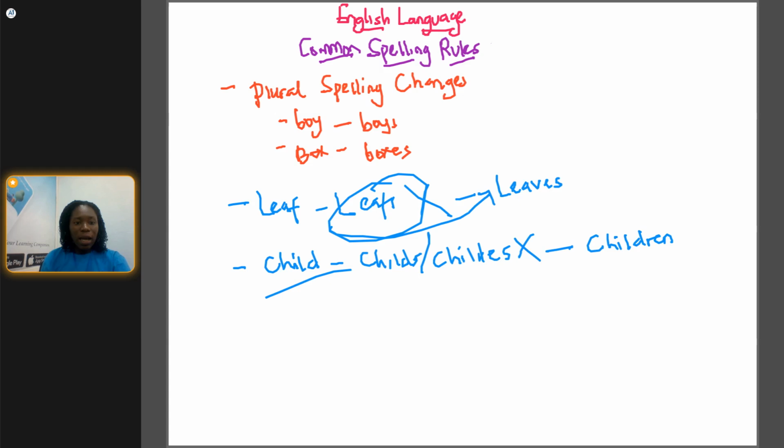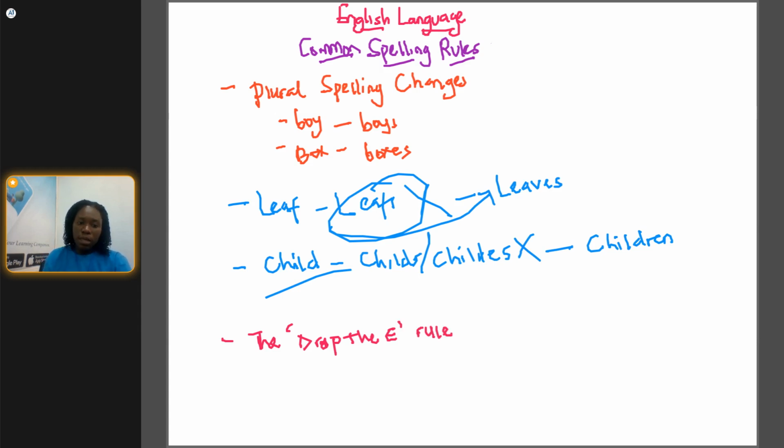All right, so the third rule we are looking at is the drop the E rule. So this is point number two, plural spelling changes, and then the third one is the drop the E rule.